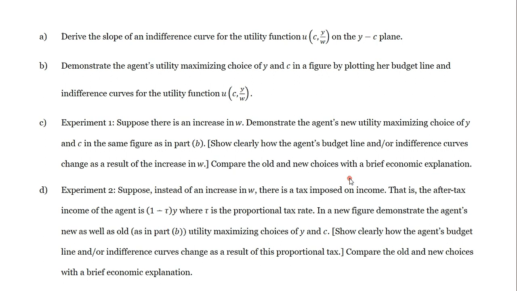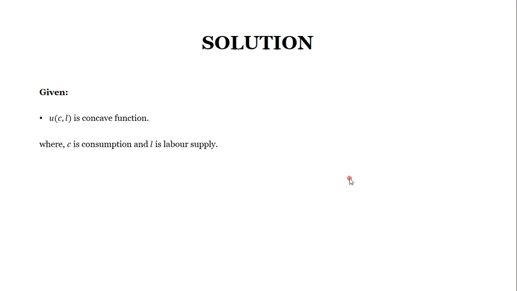First of all, we should extract all the relevant information from this question. The first thing given is that utility is a function of consumption and labor. Here L is the labor supply, that a person is going for work. Another thing given is that utility is increasing in consumption and decreasing in labor supply. That is realistic in our day-to-day life.